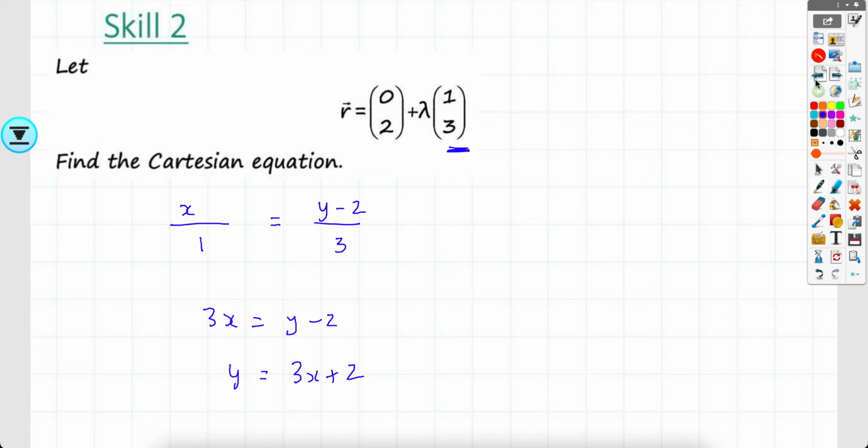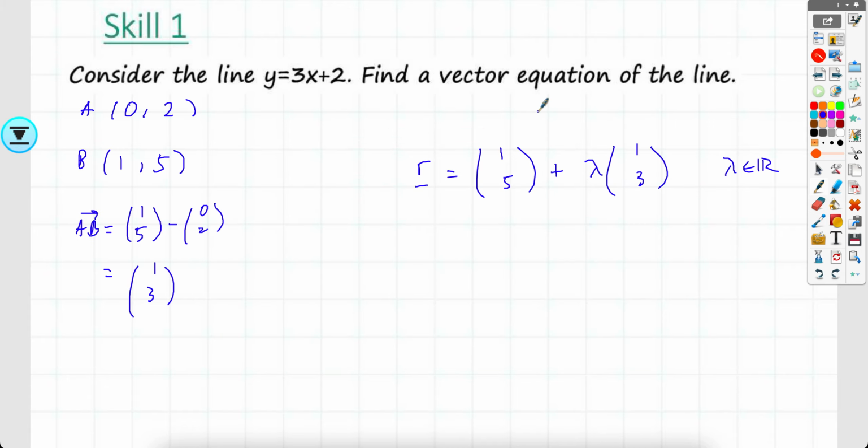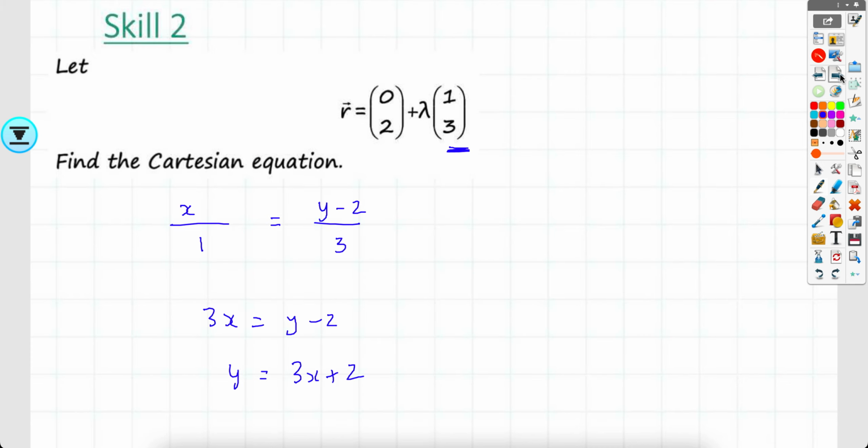Okay, which if we check, obviously this is the line from the previous question, by the way. So if we check, it actually gives us the actual line that we started with. So it is actually correct.